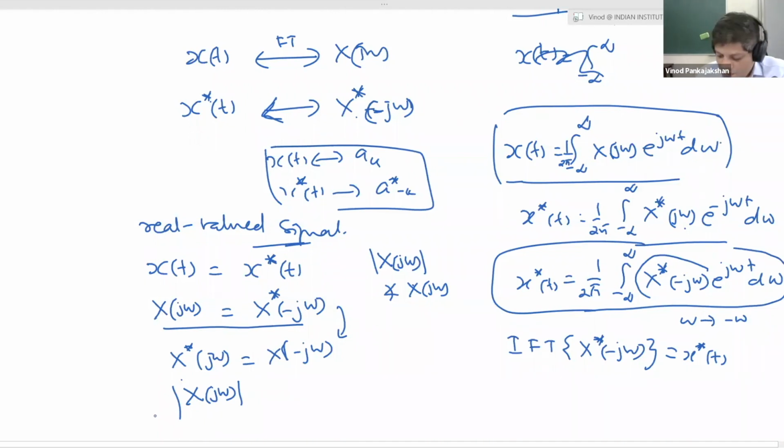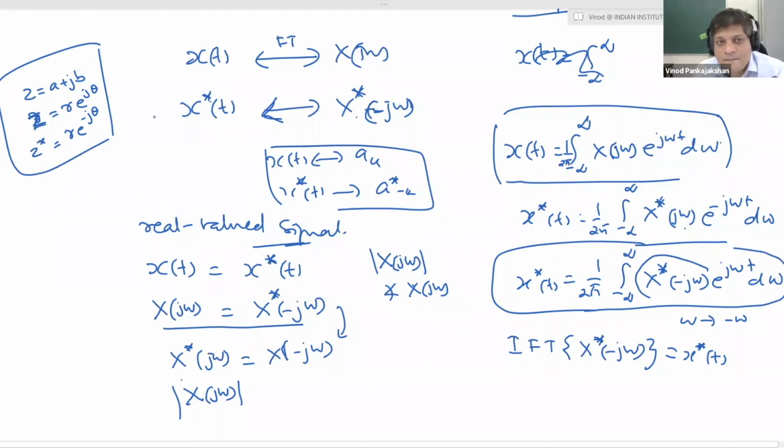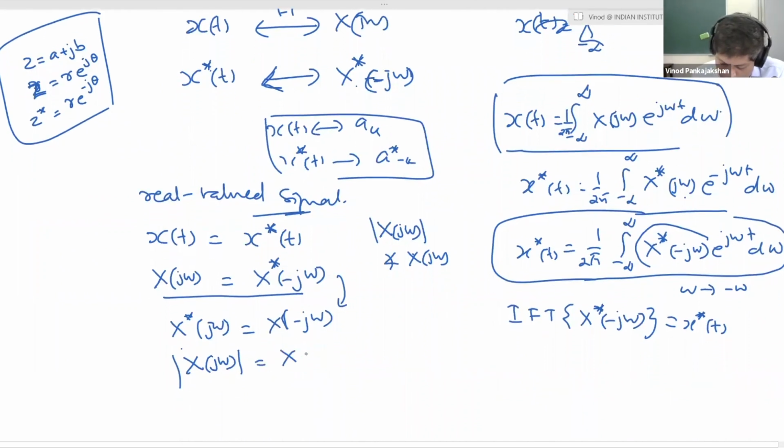Yes. Because if you consider a complex number a plus jb, in the polar form we can write it as z is r e to the power j theta, isn't it? This must be the standard notation you have studied. Z is r e to the power j theta. This is in the polar form. What about the complex conjugate of that? What about the magnitude? Will it remain the same? Yes, sir. R e to the power minus j theta.